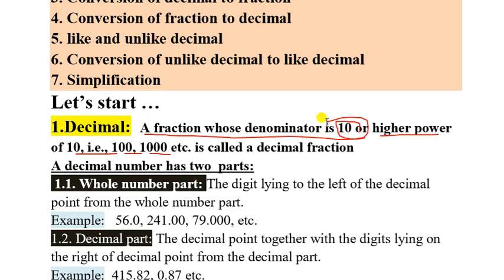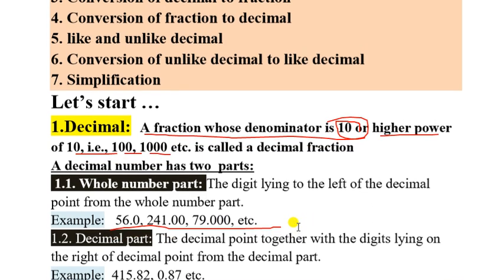We are going to get two types of decimal number. In our decimal number we'll get a whole number part and a completely decimal part. Which number is called the whole number part of a decimal number? When after the decimal there will be only 0. See here, first I have written 56.0, next 241.00, next 79.000. It can be many different types of number, 5.00000 like that, but after the decimal it should always be 0. This is the whole number part of a decimal number.